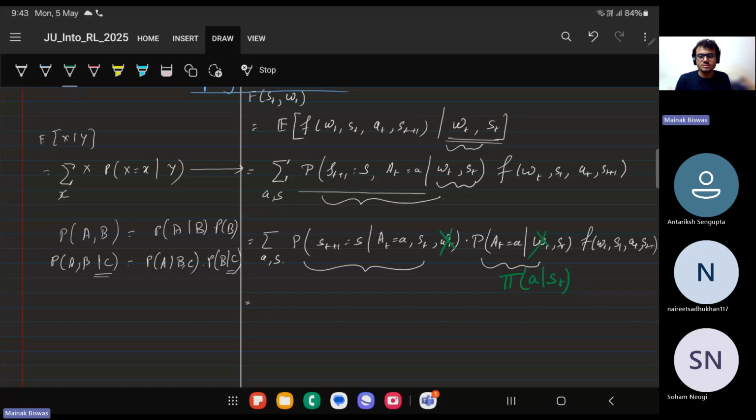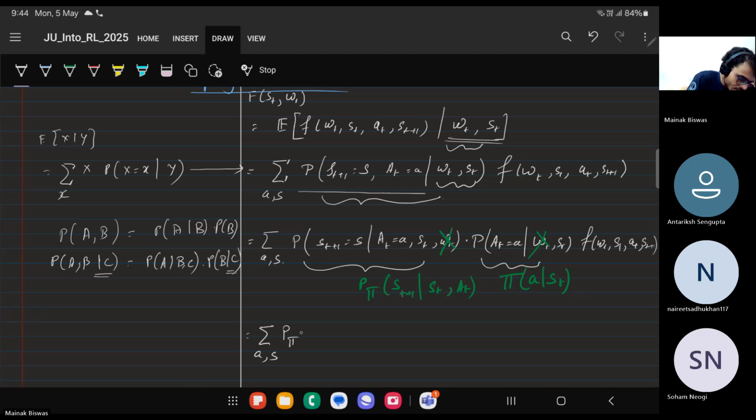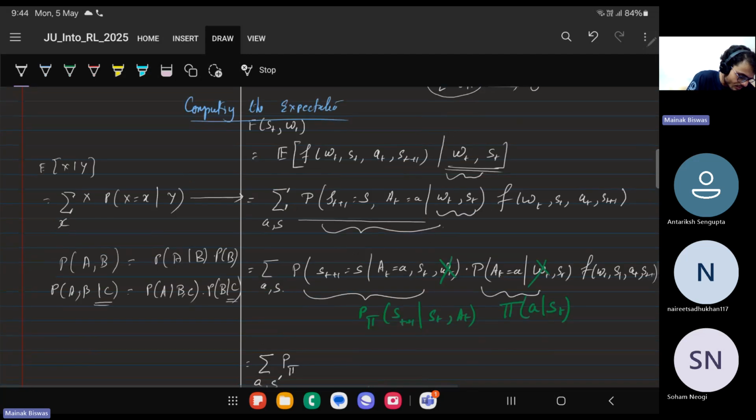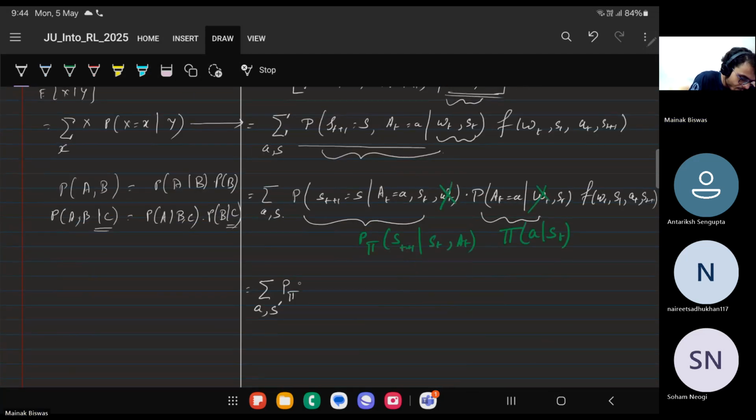This is your policy function. And this is just your P pi of S given ST plus 1, the transition probability. Very good. ST comma AT. Let us write it down in an easy to read form. So now I will write this as A comma S. This is the transition probability of the MDP. So AT is equal to A. So I'll write S prime. S is fine. S prime is okay.